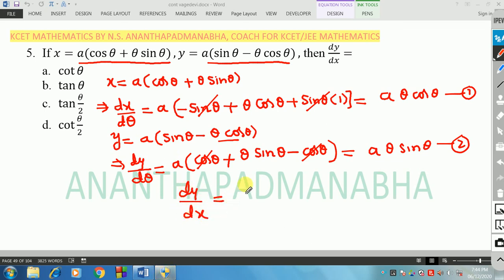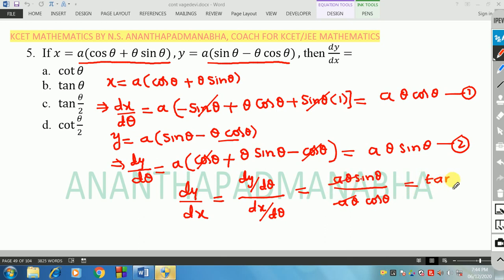dy by dx is equal to dy by d theta divided by dx by d theta. So I have a into theta into sin theta divided by a into theta into cos theta. Now a theta gets cancelled, sin theta by cos theta is tan theta, which is option B here. So the answer is tan theta.